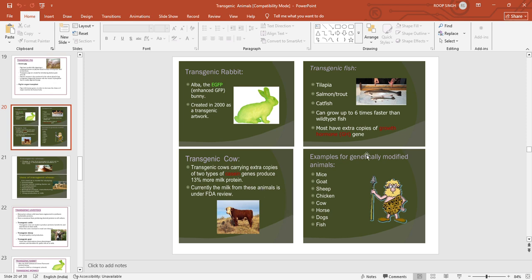Several different animals have now been genetically modified, like mice, goat, sheep, chicken, cow, horse, dogs, fish. So these are some examples of animals which have been made transgenic by different groups.